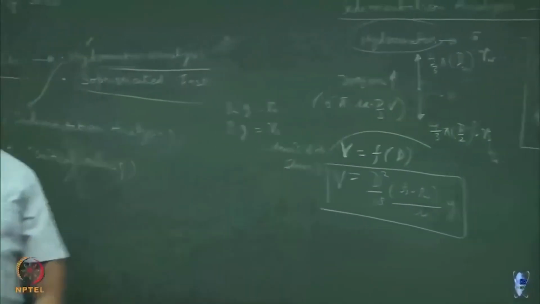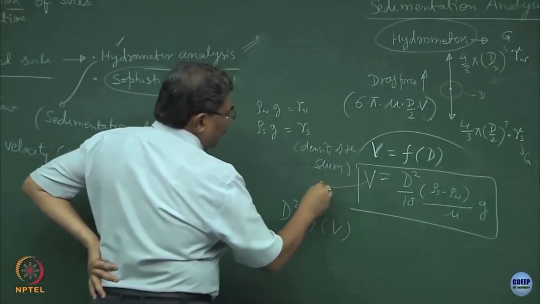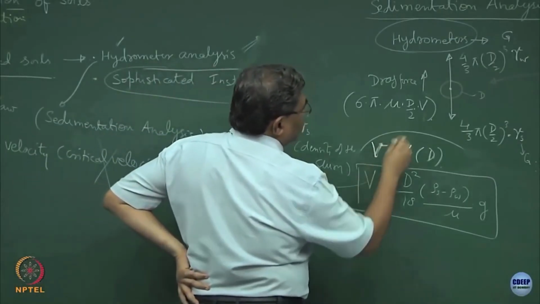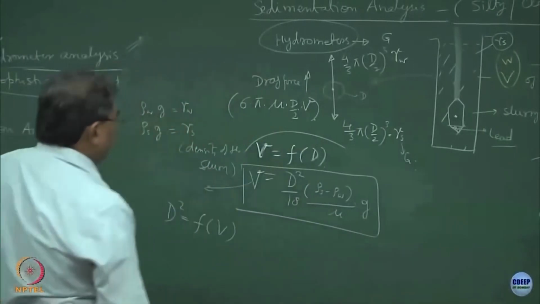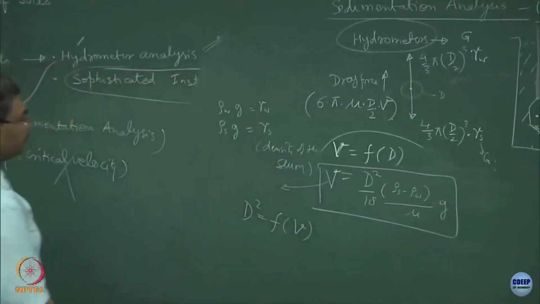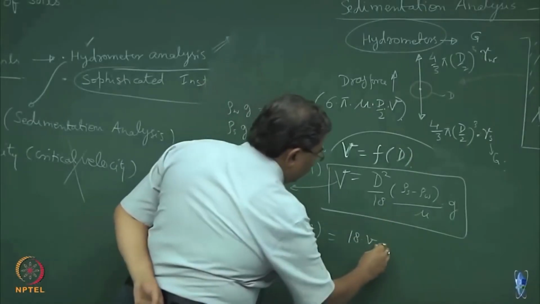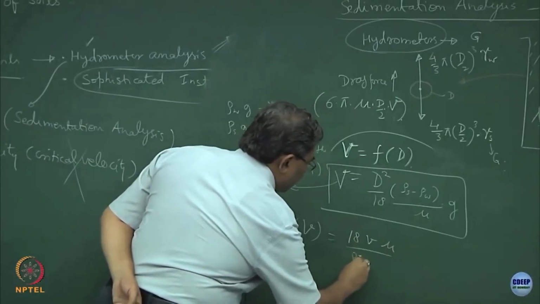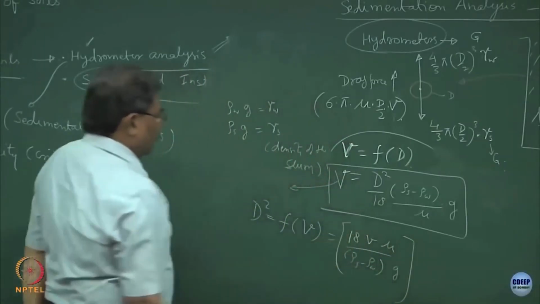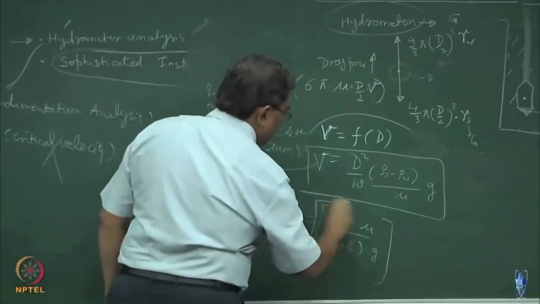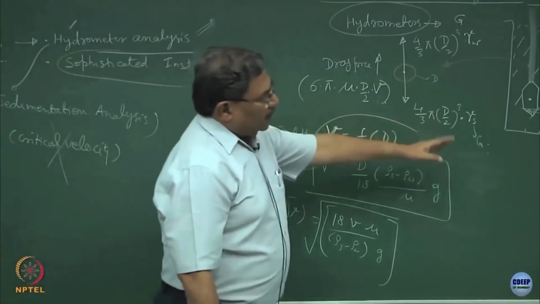Now, try to reverse this function and write d square as a function of v. I have to be careful, this has to be a small v, because capital V I am using for volume. So, please be careful, this is a small v. So, this will become 18 into v into mu upon rho S minus rho W into g. In other words, D would be under root of that. So, what it indicates is D is a function of root of v. I think this is simple, you can just sort it out.